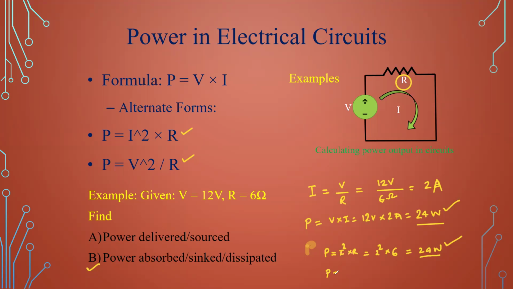You can also use this formula V square divided by R, which is 12 square divided by 6 ohm. So that would be like 144 divided by 6. Again, that comes to be 24 watts. So again, power absorbed and power sourced are the same. And that is how the circuit works in this way.